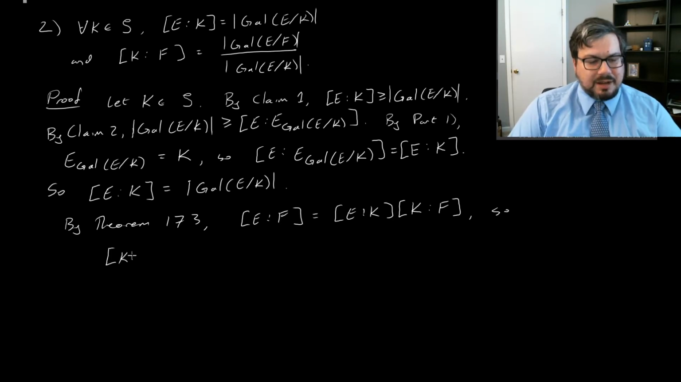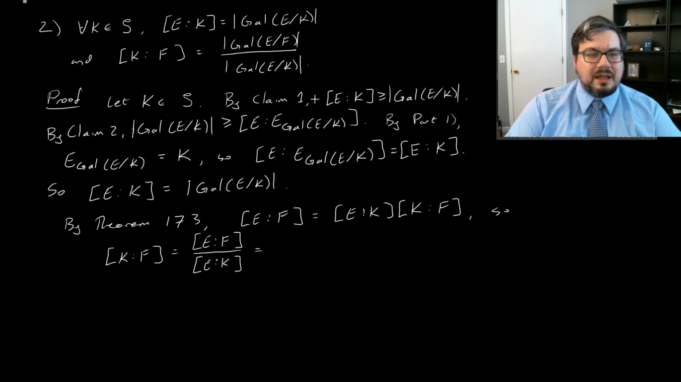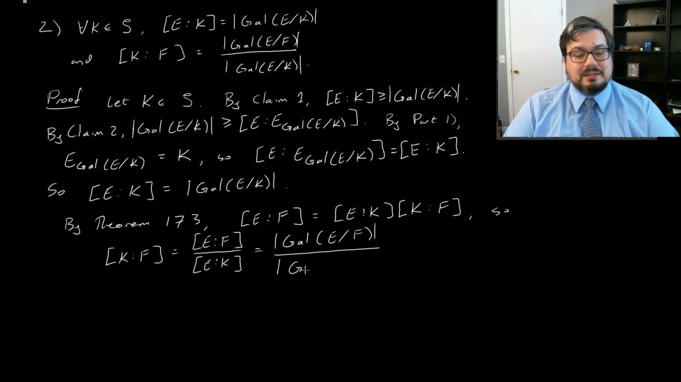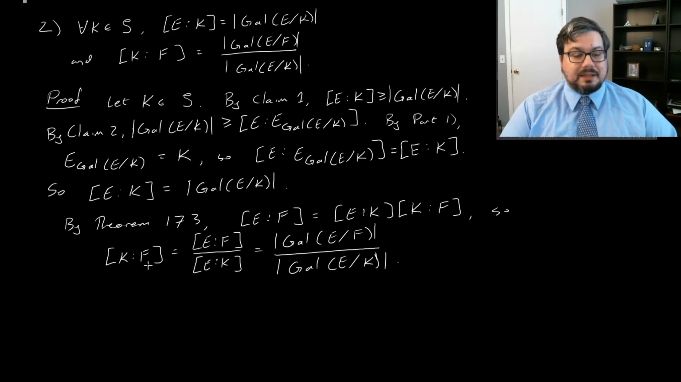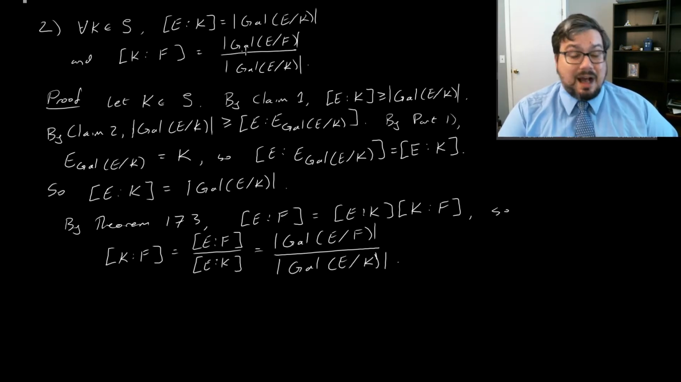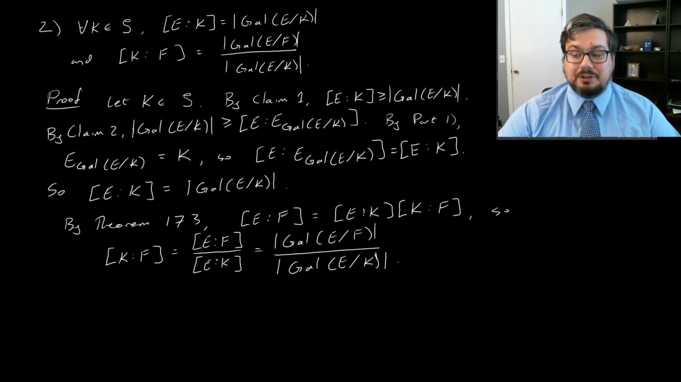So this means that rearranging, we have that the order of K over F is equal to the order of E over F divided by the order of E over K. But now applying the first part, the order of the extension E over F is equal to the order of the Galois group of E over F, and the order of the extension E over K is equal to the order of the Galois group of E over K. So we can determine the order of a field extension simply by measuring the size of the Galois groups involved, which are actually easier to handle most of the time.